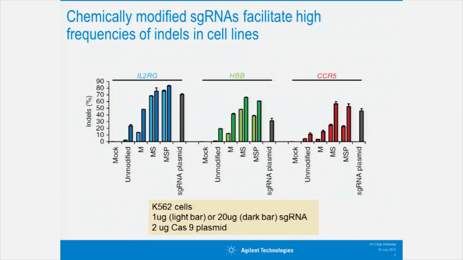The comparison here is a plasmid that's driving expression both of the Cas9 protein and the guide RNA. And then the ones with the guide RNAs made by chemical synthesis went in where the Cas9 was expressed from a plasmid in these cases.